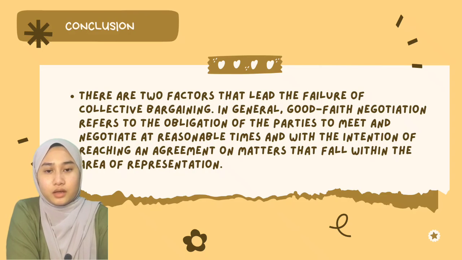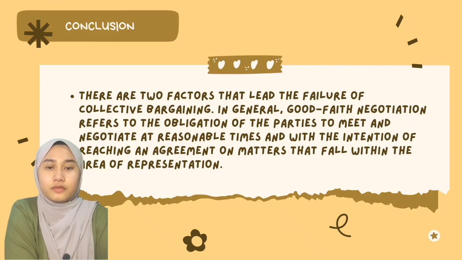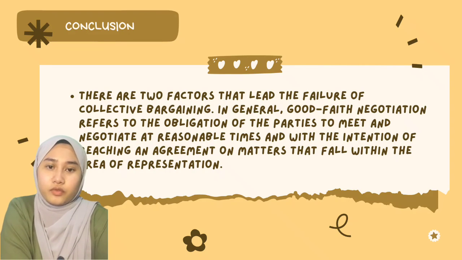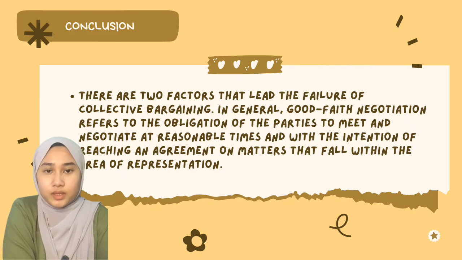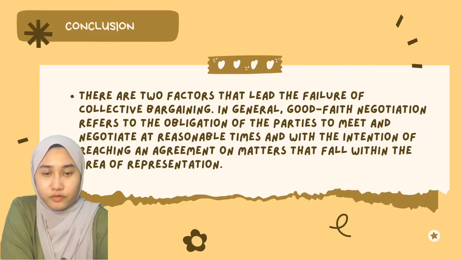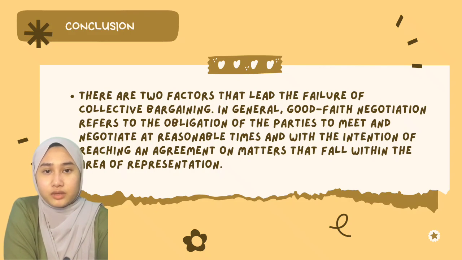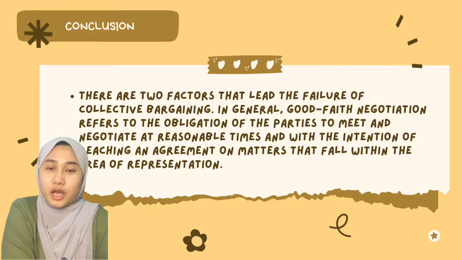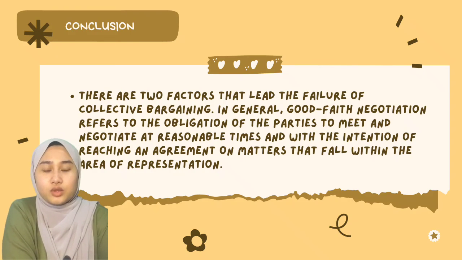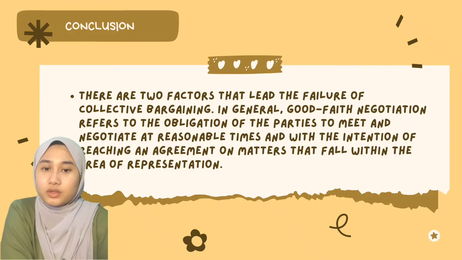The conclusion is that there are two factors that lead to the failure of collective bargaining. In general, good faith negotiation refers to the obligation of the parties to meet and negotiate at a reasonable time and with the intention of reaching an agreement on matters that fall within the area of representation. As a result of bad faith collective bargaining action, representatives will be sent to the bargaining table who are unable to speak authoritatively.